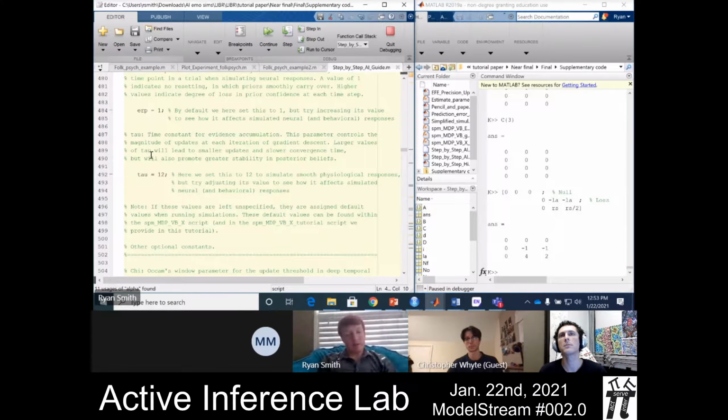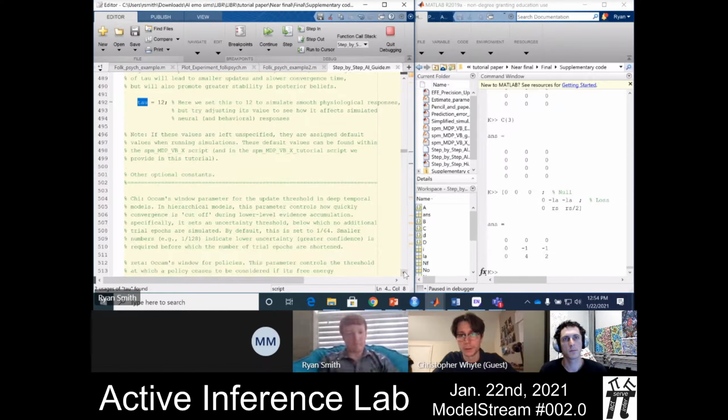Now, these other two things I'll largely skip over because they only have to do with the neural process theory. This ERP parameter controls how much beliefs reset at each time point with respect to the modeled firing rate changes. So it controls how much priors at one time point carry over to the next. And then tau is like an evidence accumulation rate, so it controls how quickly you update your beliefs based on new observations, as attached to the neural process theory. If anyone digs into the code, it's just a time constant on gradient descent.